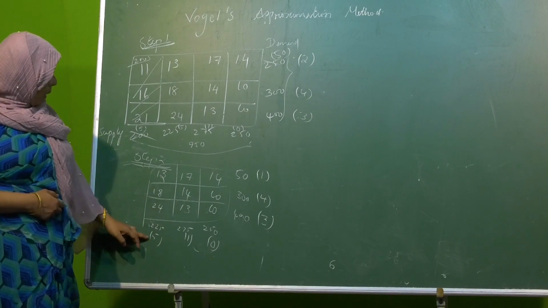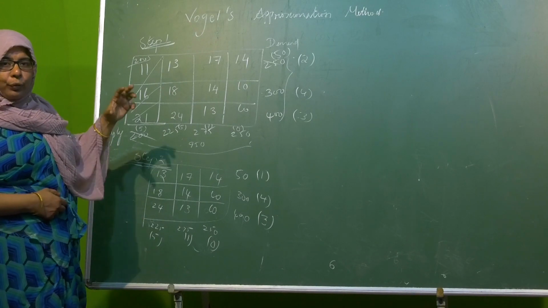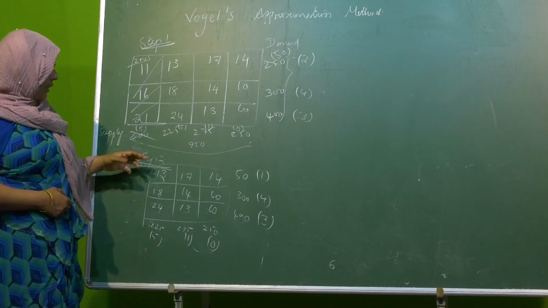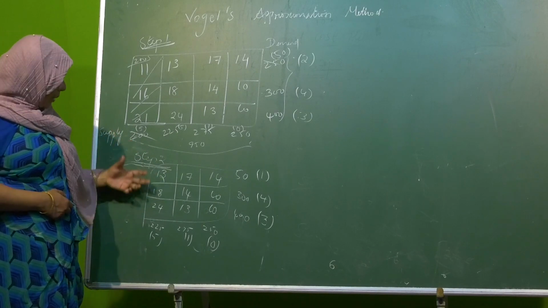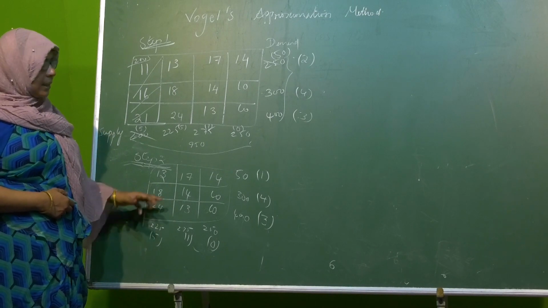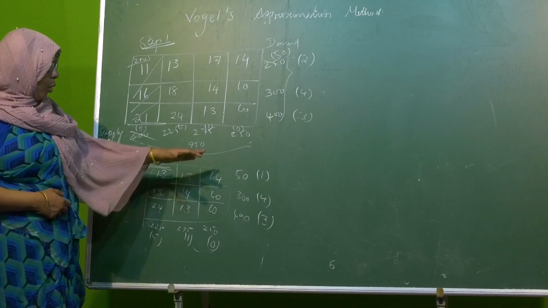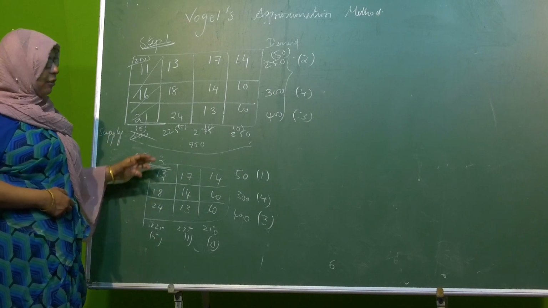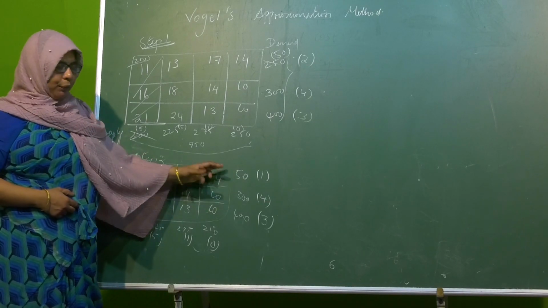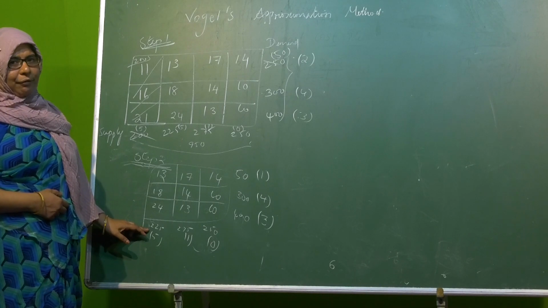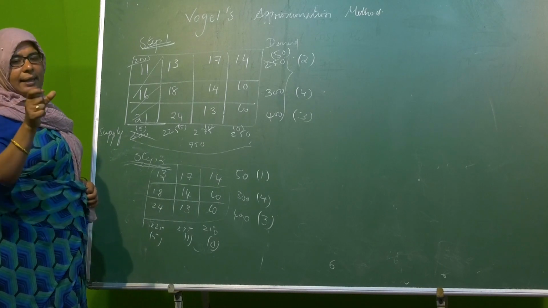So we select that one, the first column of step 2. The least element of the first column is obviously 13. Why do we select the first column? Because 5 is the highest difference among all these. So we select the first column and the least element is 13. The row element is 50 and the column element is 225. So we allocate the minimum of 50 and 225. The answer is 50.